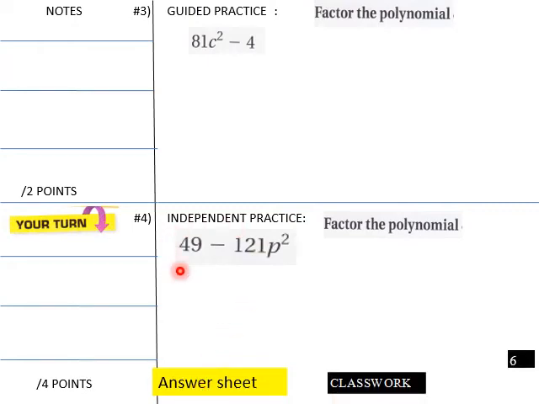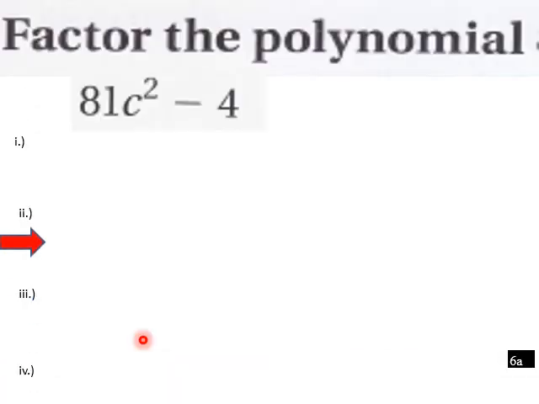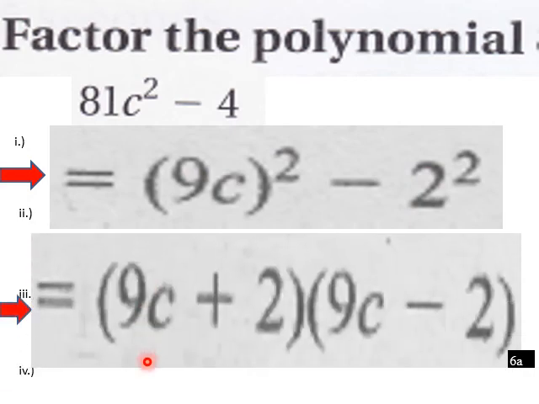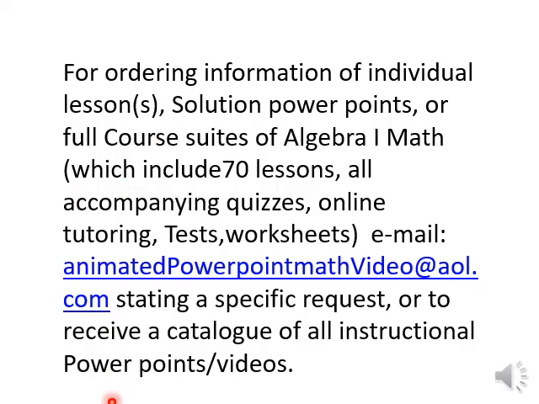Okay, our next guide to practice. Students, pay attention so you can do yours. We're going to do this one. We have 81c squared minus 4. So we take the square root of both of these, 9c and then 2. Here's our a, here's our b. And then we plug it into our pattern: 9c plus 2, 9c minus 2. And that's the factoring of that. And that is part 1 of 8.7.